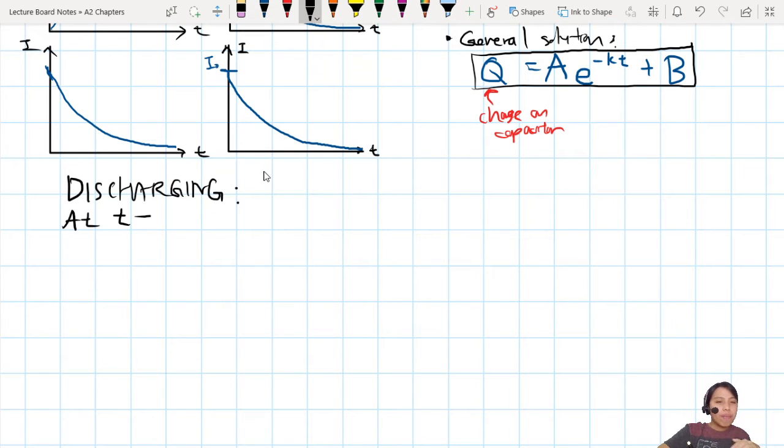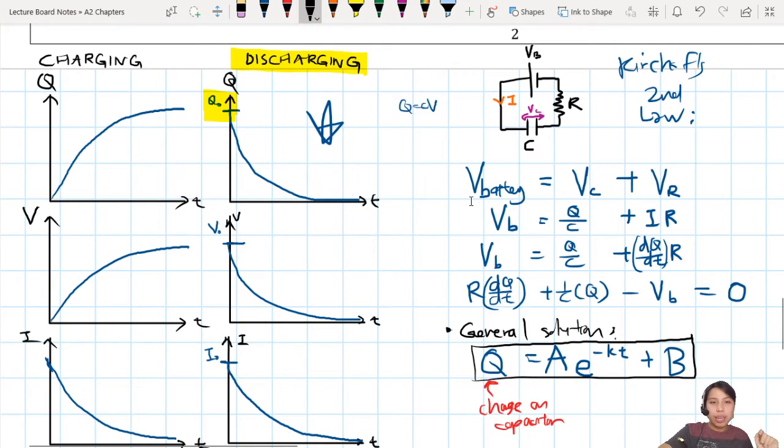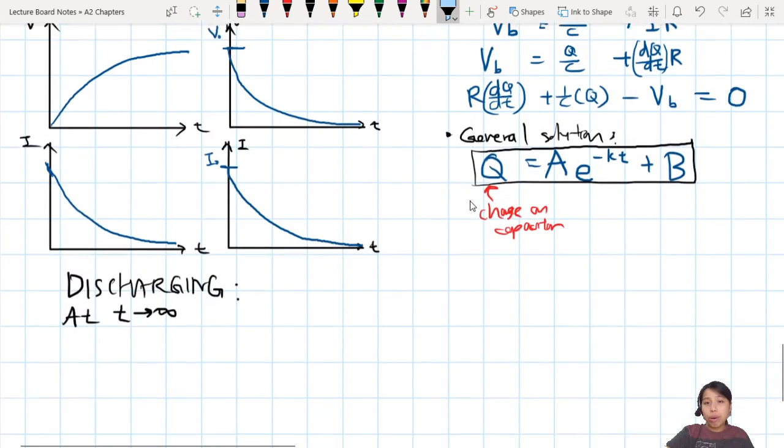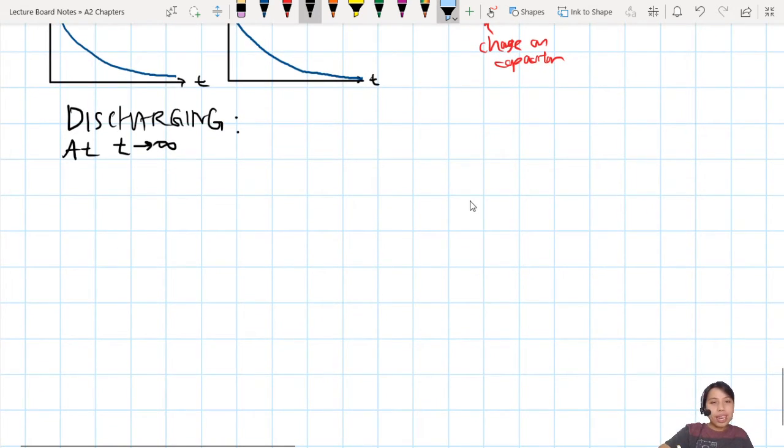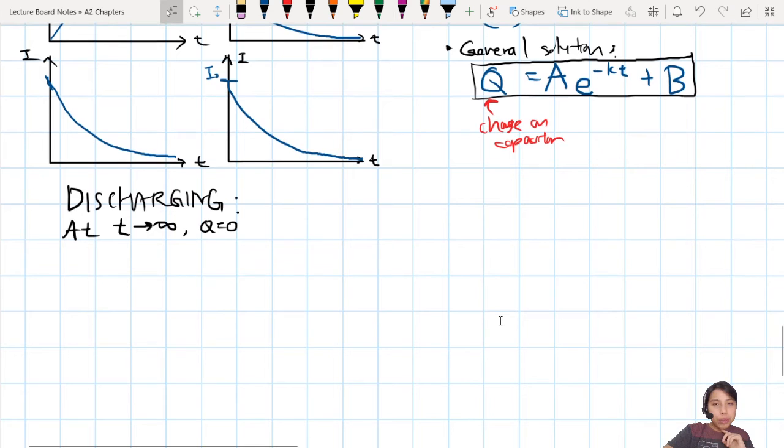At the end, as t is very, very far away, approaching infinity, you are looking at this tail end. What happens after a very long time? There should be no more charge. It should be about 0. So Q should be 0, fully discharged. I like that 0 thing. So Q is 0, and we are going to sub that into our general solution on the top right.